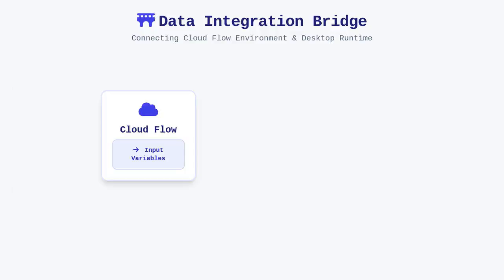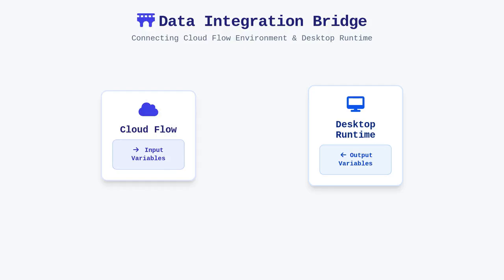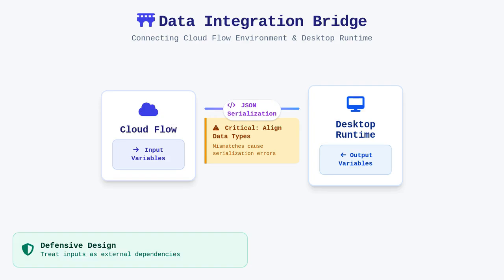Moving data between the cloud flow environment and the desktop runtime is achieved through the configuration of input and output variables. This bridge allows your cloud-based orchestration to pass parameters into a desktop flow and receive results back upon completion. When setting these up, you must define the data type clearly so that the JSON serialization at the API boundary remains consistent. Failure to align your cloud-side data structures with the desktop-side flow parameters will result in serialization errors. Treat these inputs as external dependencies and always validate their content before passing them into the core logic of your automation to ensure your process is defensively designed.